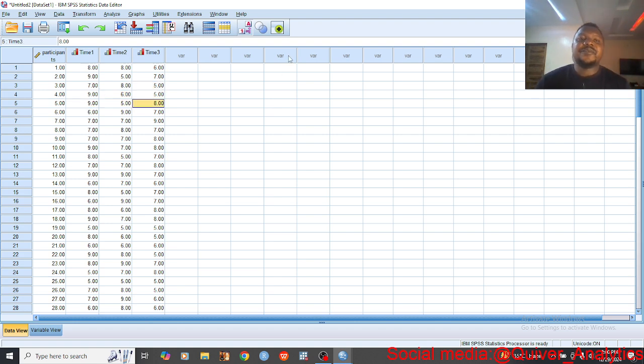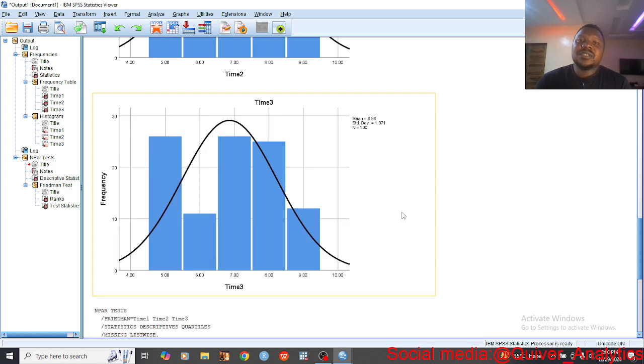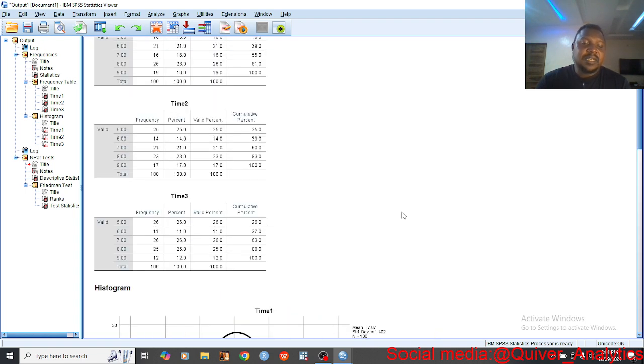So given this outcome, let me go back to the output. You can say that there are no significant differences. The average mean is almost 7, like 6.9 is approximately 7, 6.8 is also approximately 7. You can see the standard deviation is 1.4, 1.4, and approximately 1.4. So indeed we can say there is no significant difference in the ratings of these movies. The ratings of these movies are not significantly different. All right, so that's basically how to run and interpret the Friedman test.